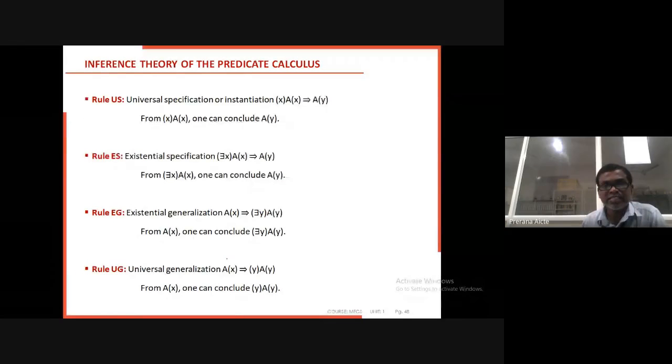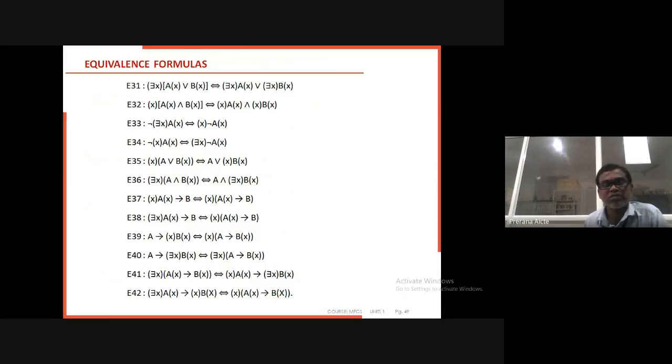And in this predicate calculus, we will use formulas like rule US and rule ES. These formulas we use to remove the quantifier from the given predicate. And rule EG and rule UG, universal generalization and existential generalization: if you want to add a quantifier, either universal or existential, we are going to use these two rules. And these are the equivalence formulas which we can use to derive our inference theory for predicate calculus.